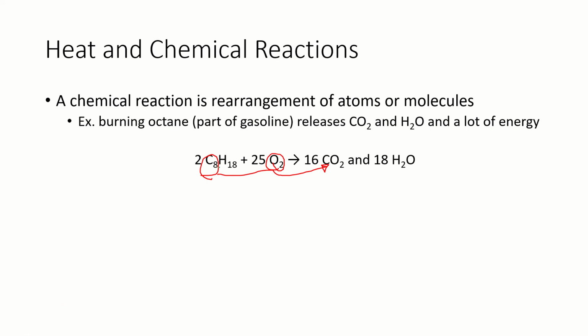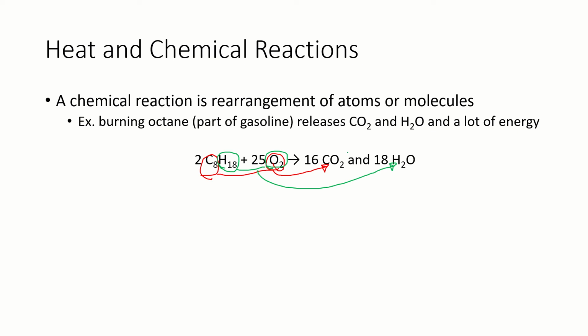Then we take the 18 atoms of hydrogen, combine them with the rest of the oxygen, and we get, oops, that's not supposed to be 8. Oh, no, that's 18. 18 molecules of water. See, I don't trust my math, but we have 36 hydrogens because we have 18 times 2. All right, so we have 36 hydrogens over here. Got to make sure we're balanced. All right.